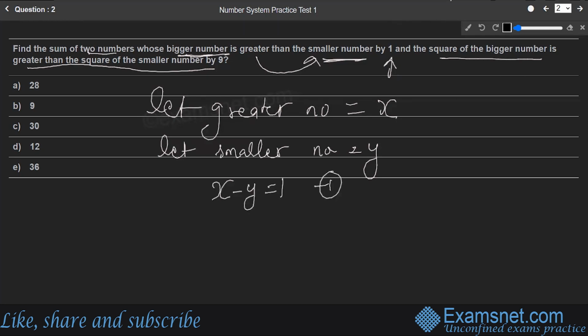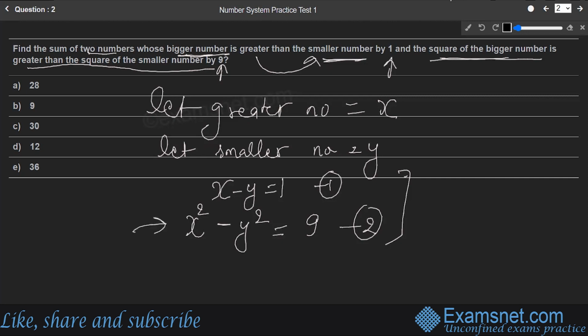And then he said the square of the bigger number. So let us do the square, that is x square, is greater than the square of the smaller number. So the difference of the square of the first number and the square of the second number, he says, is greater by 9. So x square minus y square is equal to 9. This is going to be the second equation. So we need to solve these two equations to get the x plus y value.